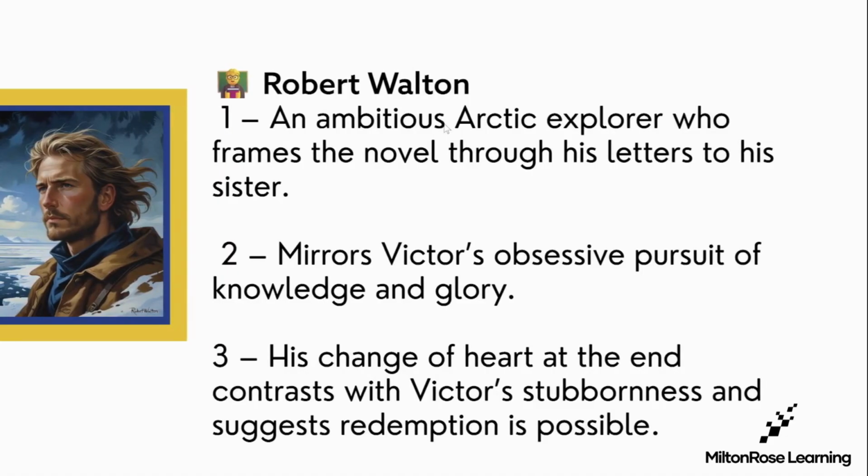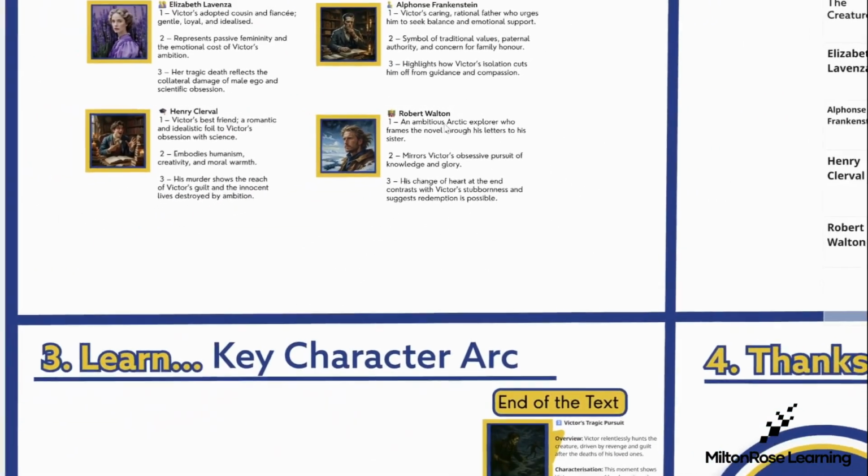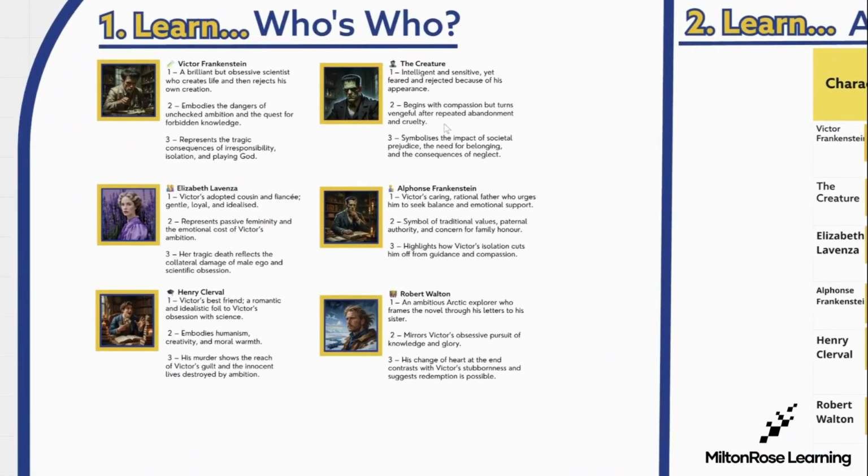ambitious Arctic explorer who frames the novel through his letters to his sister, obviously the epistolary part of the form of the narrative sometimes, mirrors Victor's obsessive pursuit of knowledge and glory, and his change of heart at the end contrasts with Victor's stubbornness and suggests that redemption is possible, and that's why Robert Walton is such an important character. Okay, so that's a very quick who's who.